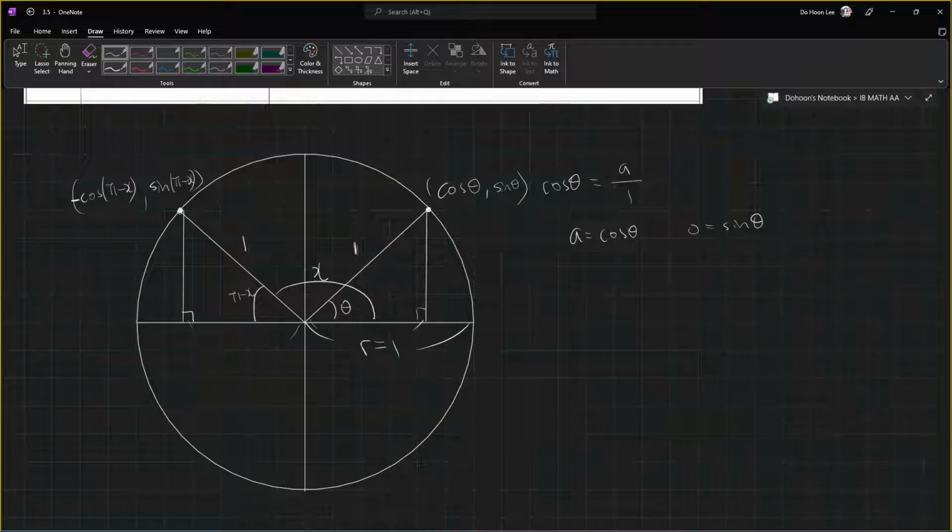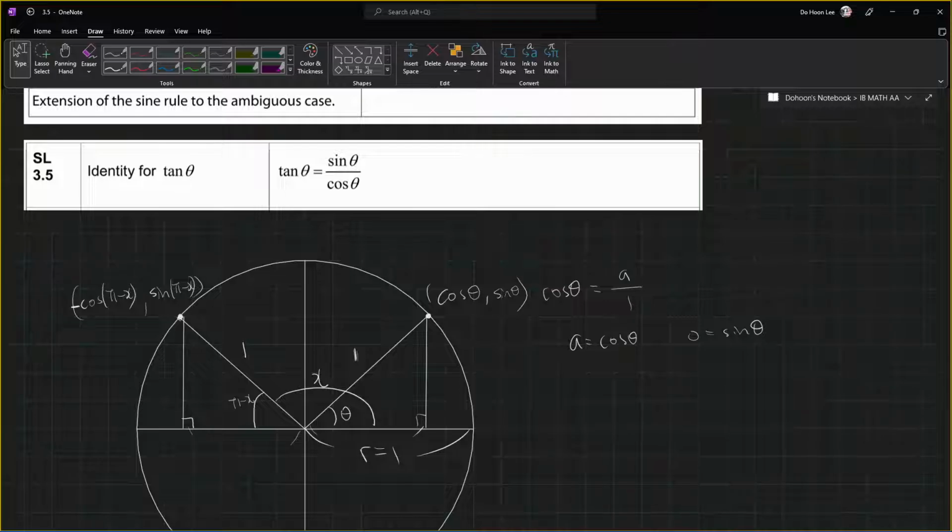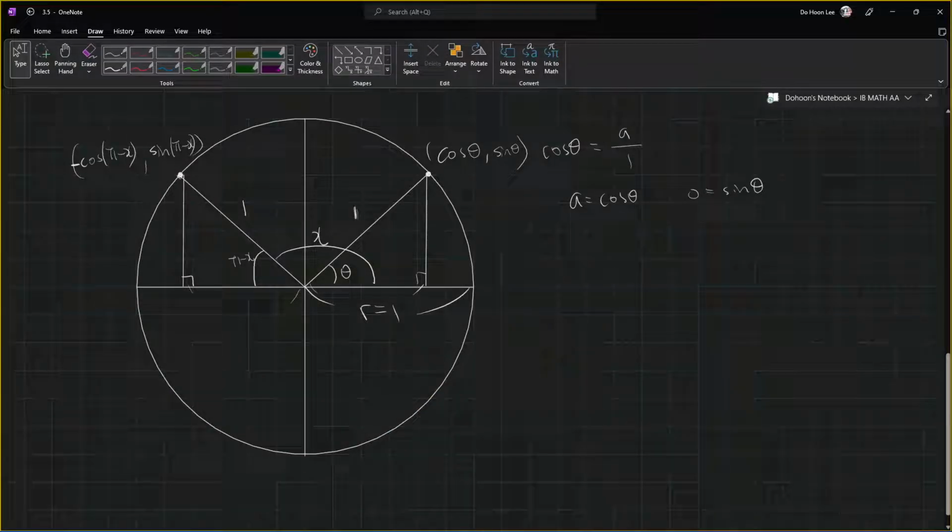Now let's quickly talk about the tangent identity. The tangent identity is simple, but you want to make sure that you understand the logic behind it. In this unit circle, we see that the adjacent is cos theta and the opposite is sine theta. In this logic, if we use tan theta as opposite over adjacent, then we can conclude that tan theta is sine theta over cos theta. Does it make sense?